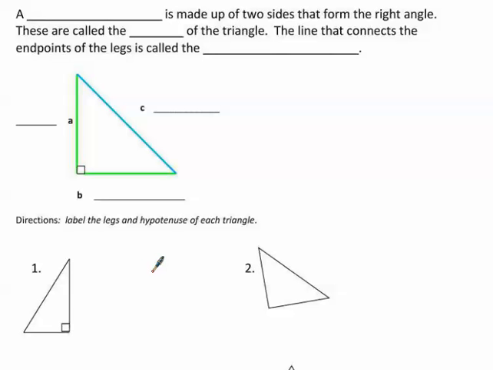Let's talk about Pythagorean theorem and finding C. A right triangle is made up of two sides that form a right angle. These are called the legs of the triangle. The line that connects the endpoints of the legs is also called a hypotenuse.